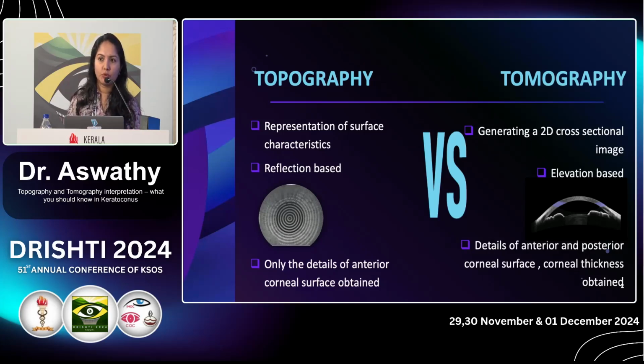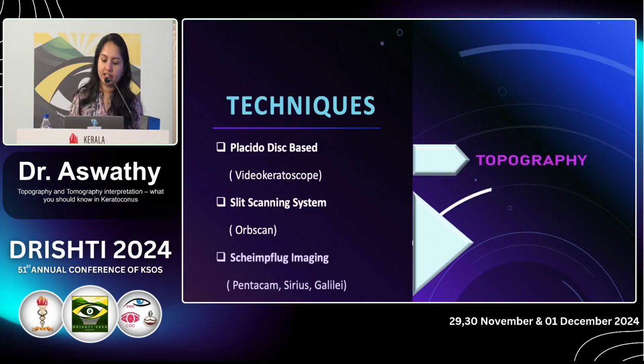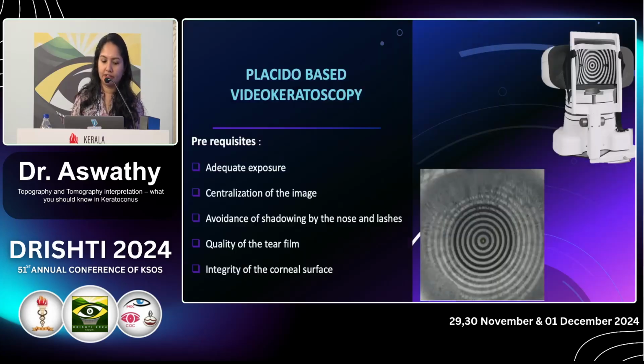But tomography is more of a 3D reconstruction where many things, in addition to the anterior curvature, can be studied. So we have basically three techniques: the placido disc based, which is what we call topography, then the slit scanning system and the Scheimpflug imaging, which together constitute the tomography.